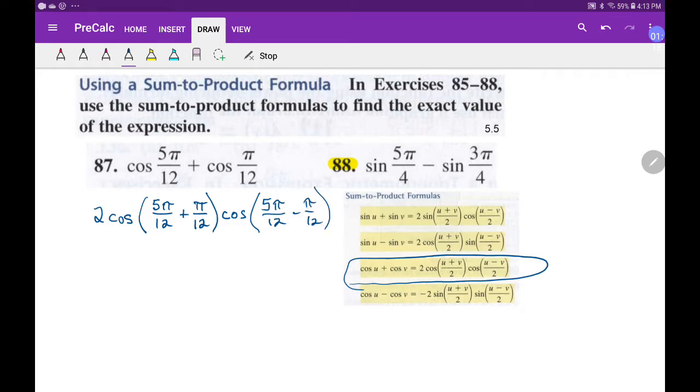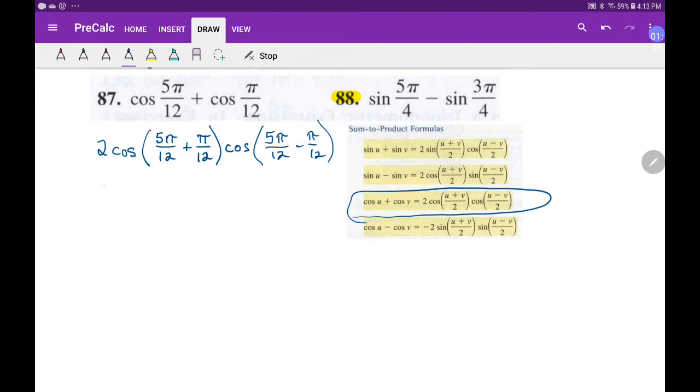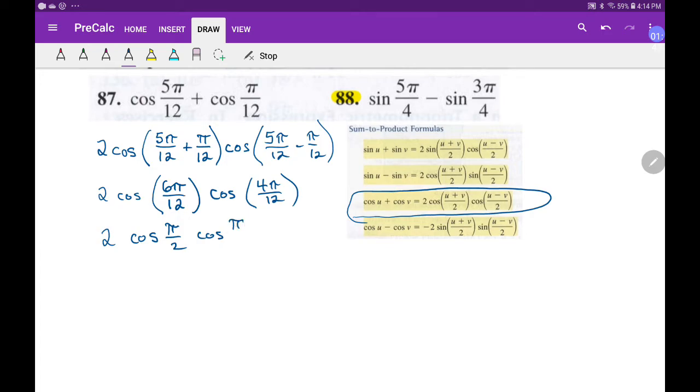And this is going to be a lot more manageable because now I have 2 cosine 6 pi over 12, which you may recognize to be pi over 2, times the cosine of 4 pi over 12, which you may recognize to be pi over 3. So if I have 2 cosine pi over 2 cosine pi over 3, I'm well on my way.